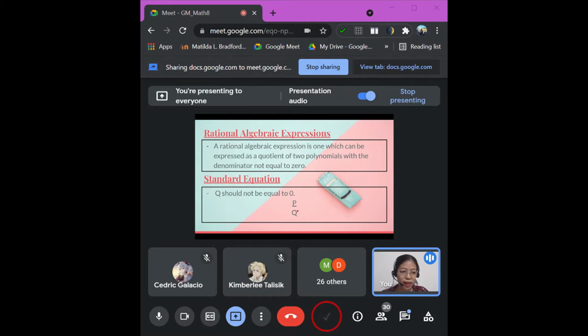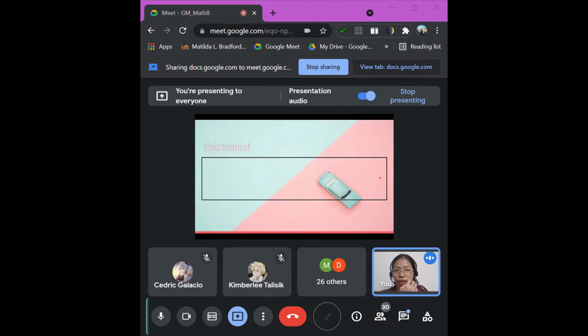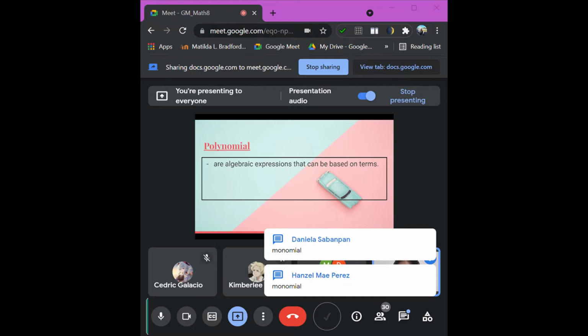So, let's take a look first or let's look back. Unsa ditong polynomials, teacher? Okay? So, di ba, niingon man ta nga ang polynomial kay mo man na siyang algebraic expressions that can be used or can be based on terms. So, if we have one term, what do we call our polynomial? Very good. That is monomial.